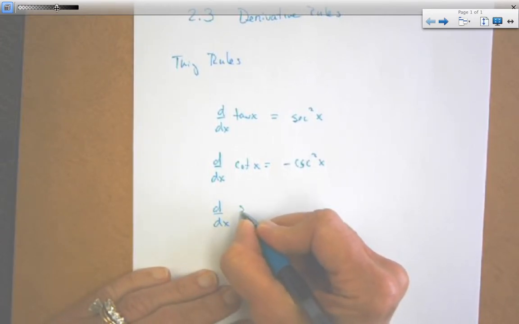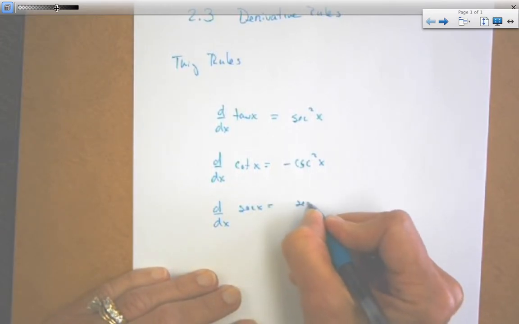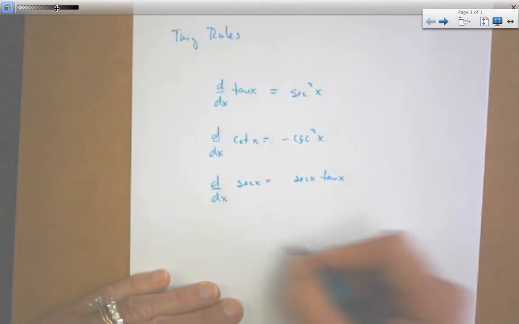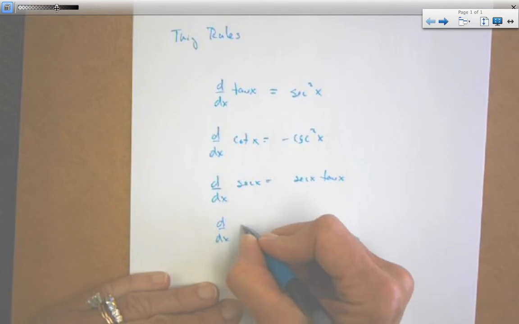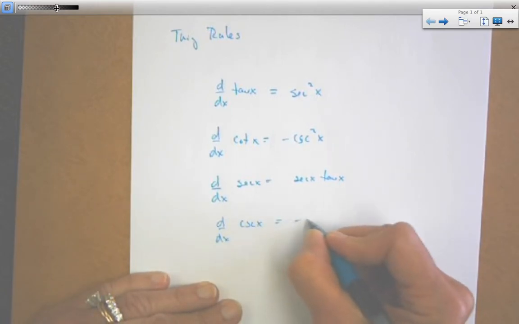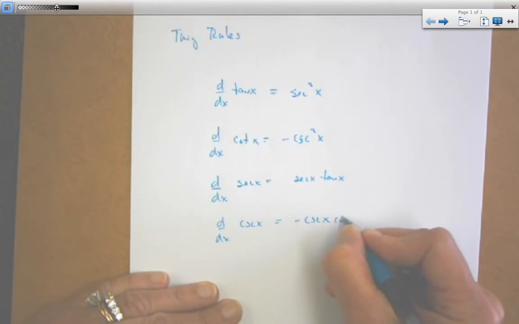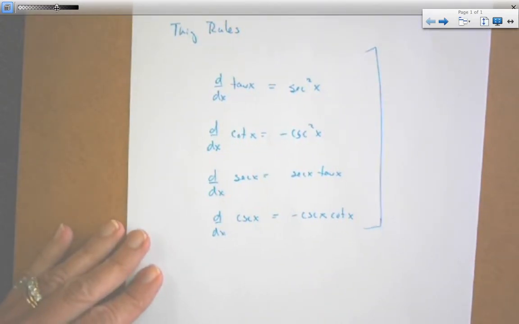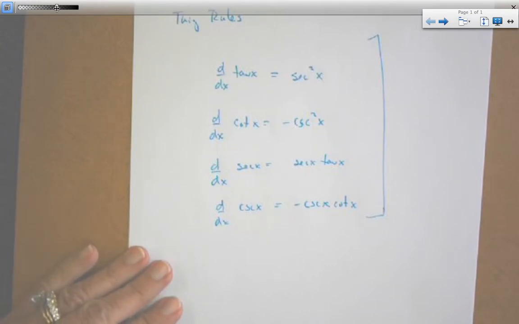The derivative with respect to x of secant x is secant x tangent x. So I hope you heard me say you need to memorize these. The derivative with respect to x of cosecant x is equal to negative cosecant x cotangent x. So these are going to be included in the homework that you need to work on in class on Friday. So there are some extra derivative rules.